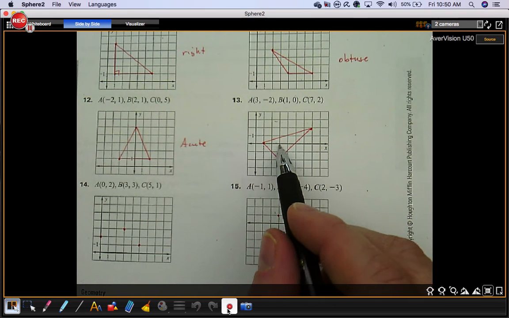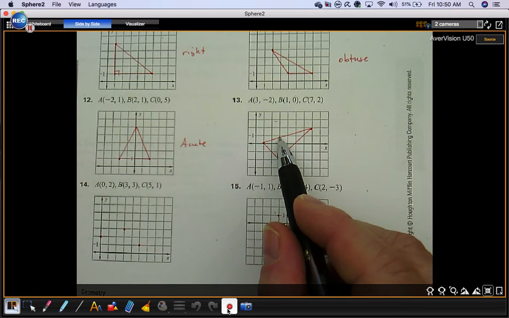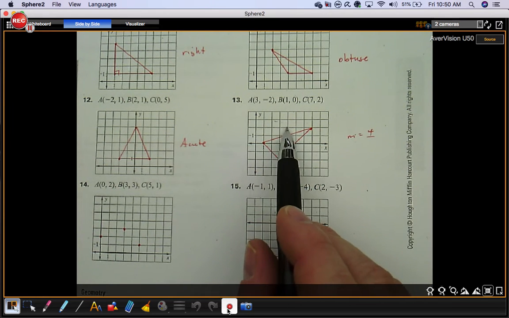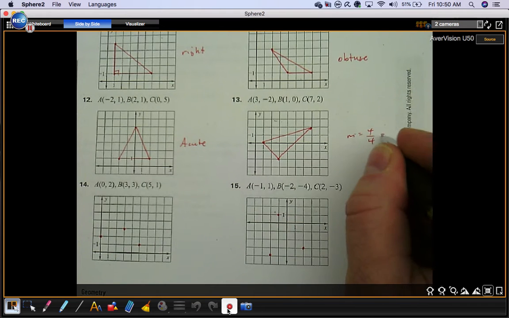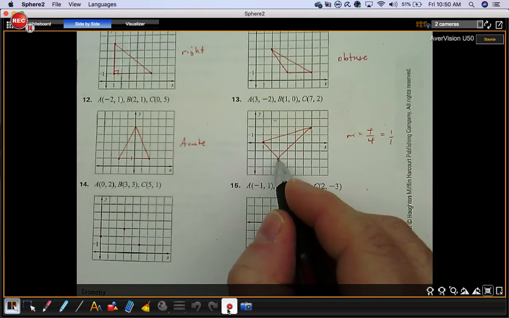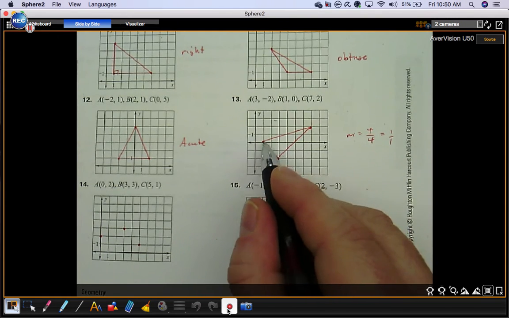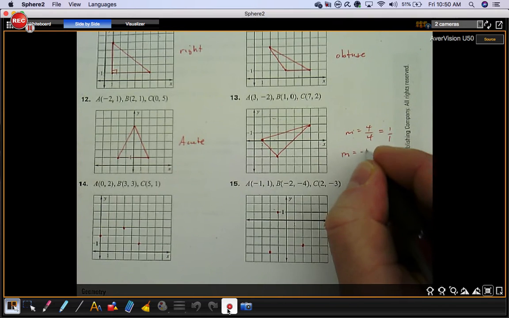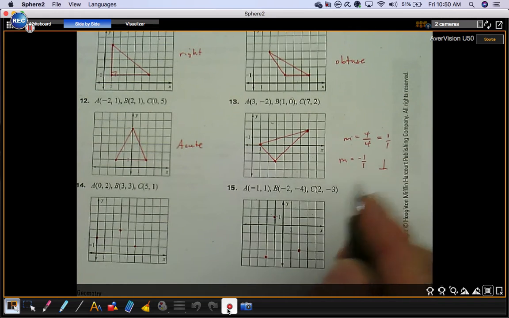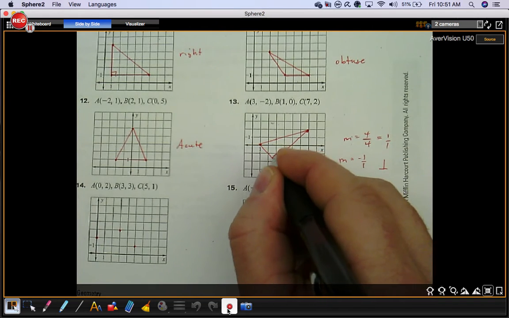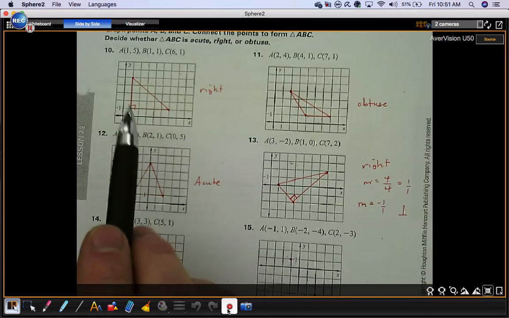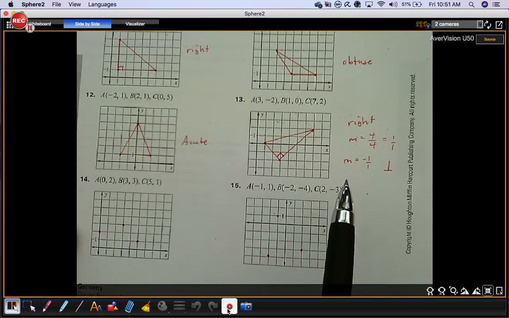I'm going to count up 1, 2, 3, 4. And then my run would be 1, 2, 3, 4. So the slope of that guy is positive 1 over 1. Now what's the slope of this line going this way? I'm counting over 1, up 1, over 1, up 1. So my slope is negative 1 over 1. Notice how these are opposite reciprocals. That means these were perpendicular. So that is a right triangle. So sometimes when you don't have vertical and horizontal segments, you need to use your slopes.